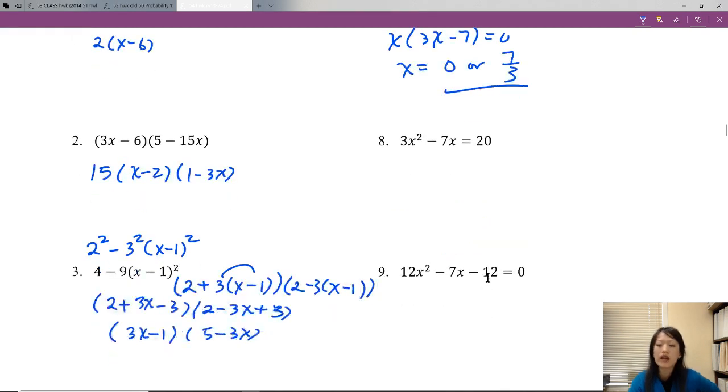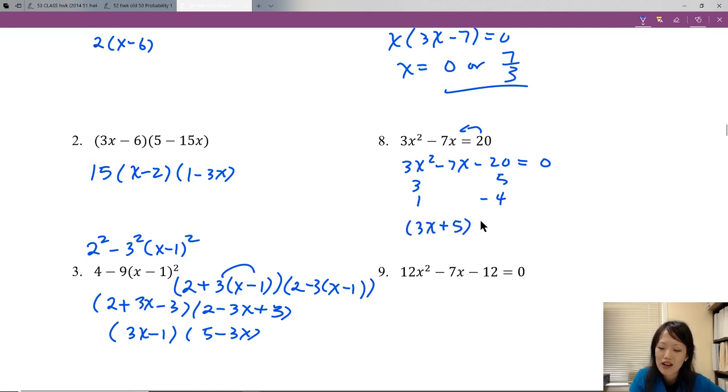Okay, the next one, number 8. Number 8, you have to what? Move the 20 over and then factor solve. So 3x squared minus 7x minus 20 equals 0. We want factors of this, so it would be 3 and 1, and then 4 and 5. So 12 and 5 subtract to be 7, negative on the 12. That's the same as the previous question, except it's a solving question. So we end up with 3x plus 5 and x minus 4 equals 0. Solve it, so x equals negative 5/3 or 4.